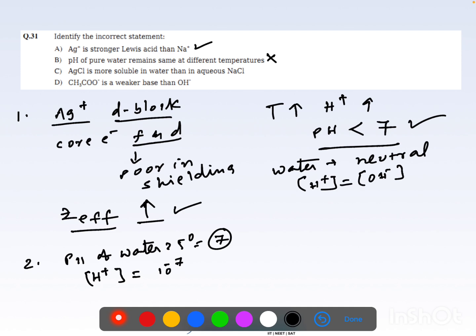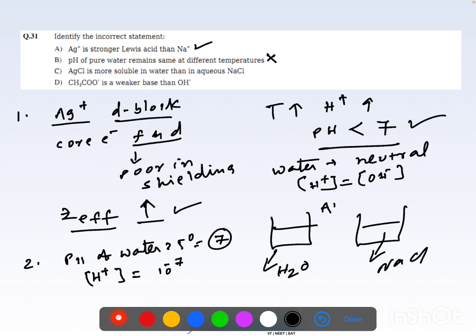And let's see options C and D also. AgCl is more soluble in water than in aqueous NaCl. Yes, if you take pure water and an aqueous solution of NaCl, AgCl will be more soluble in water because of the common ion effect. Here there is a Cl minus ion in the solution. So AgCl in water will be more soluble.